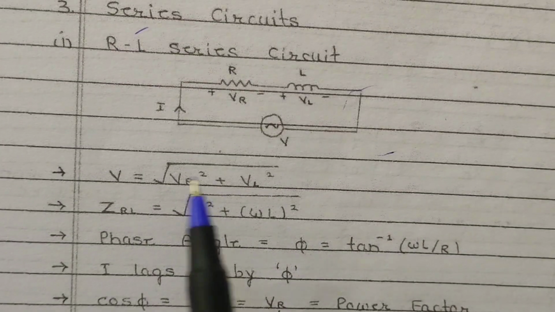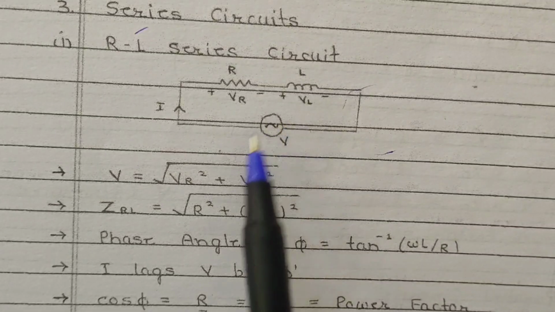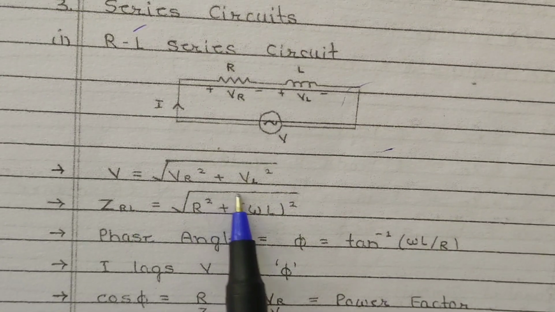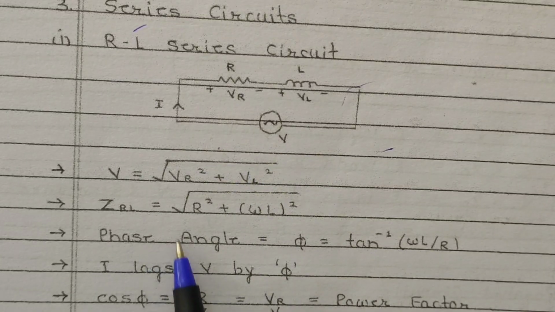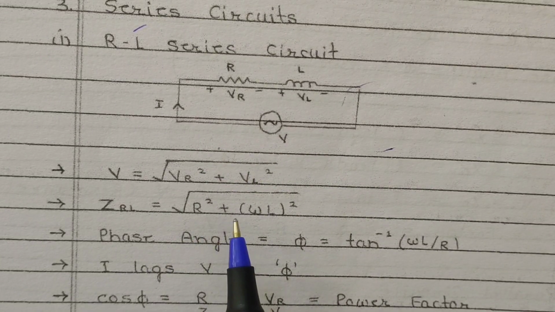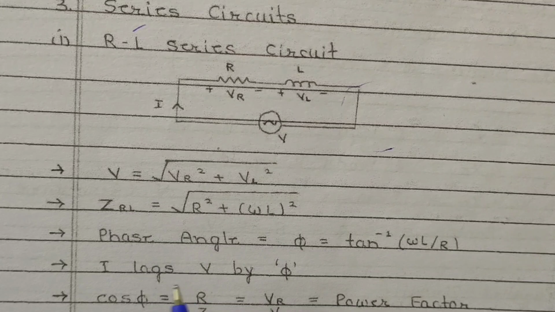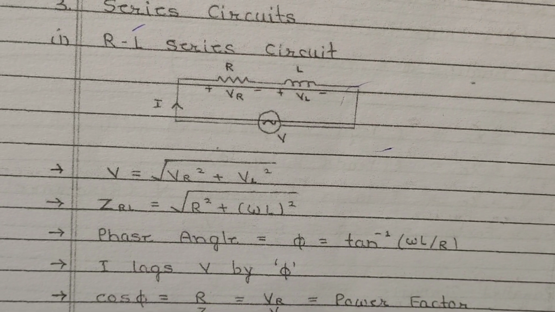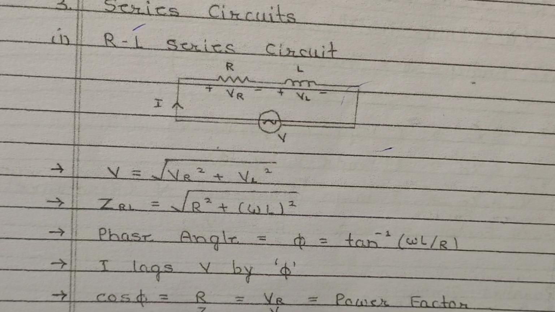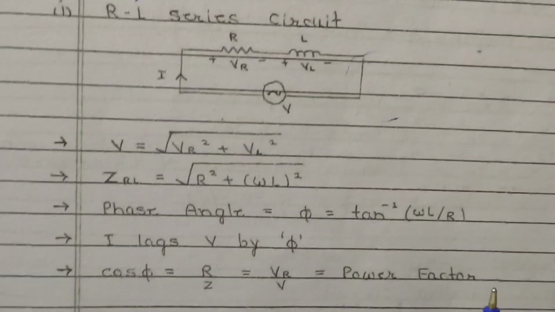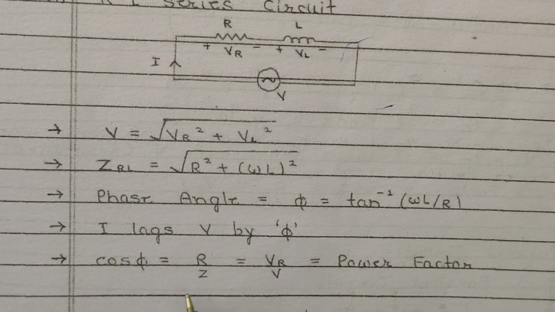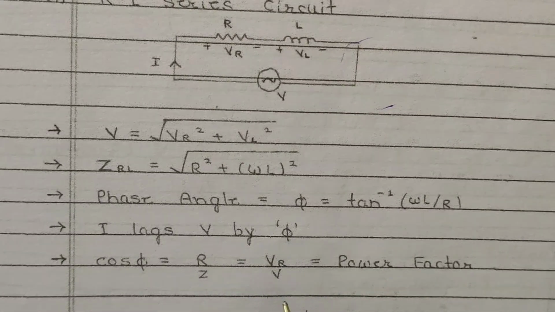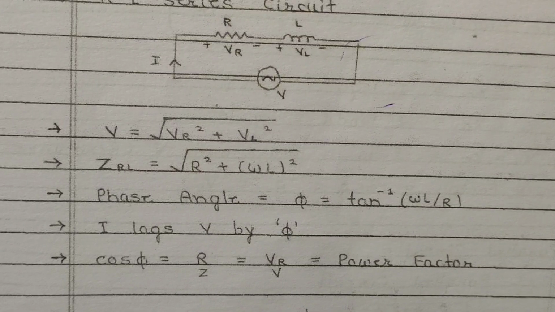Now we will see about the series circuit. This is the RL series circuit which is energized by the voltage source. Here voltage can be written as under root VR square plus VL square. Z is equal to under root of R square plus XL square, or omega L square. Phase angle will be tan inverse of XL by R. Here for inductor, current lags voltage by an angle phi. Cos phi is R by Z, or voltage across a resistor by source voltage, which is known as a power factor.